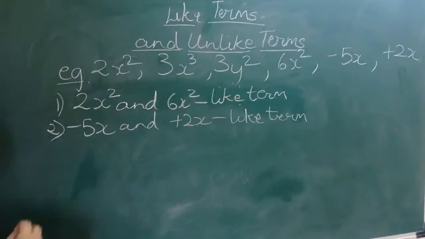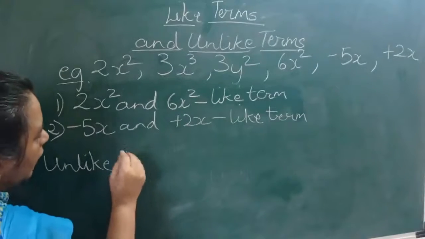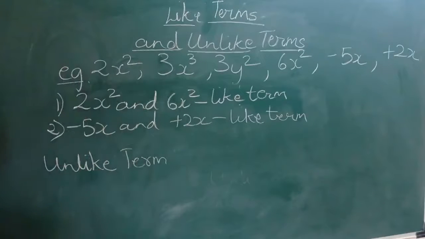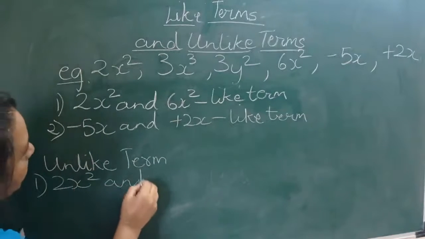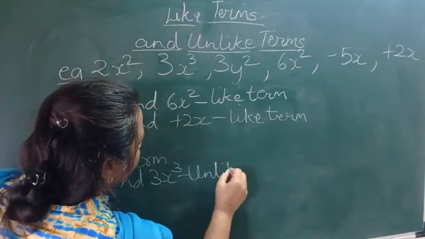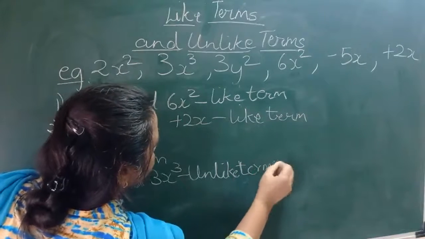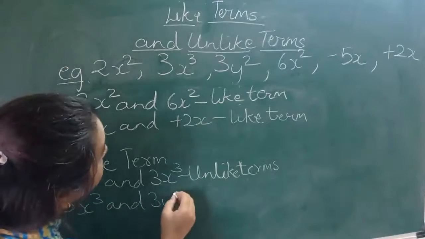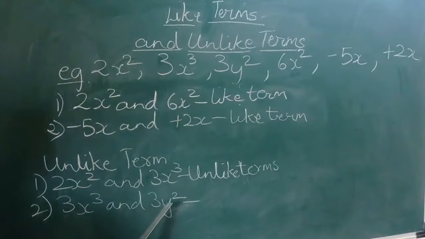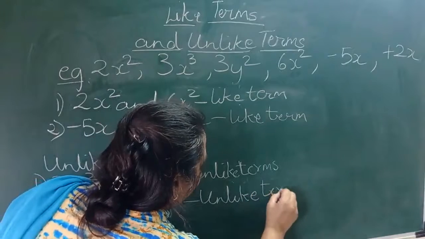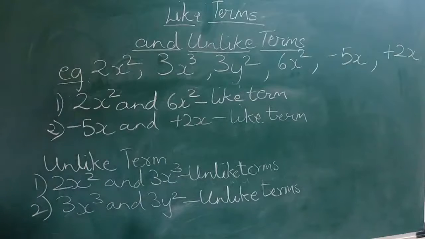Now let us know about the unlike terms. From the same expressions, we will find which are the unlike terms. Let us take the first two, that is 2x square and 3x cube. Even though the variables are the same, x, the powers are different, so we say they are unlike terms. Now let us take the second example, 3x cube and 3y square. In this children, again the variables are different and the powers are also different, so they are unlike terms. We cannot perform addition and subtraction on unlike terms.